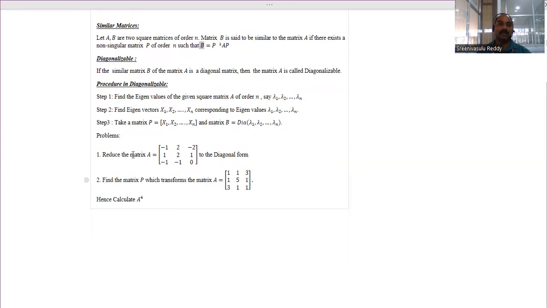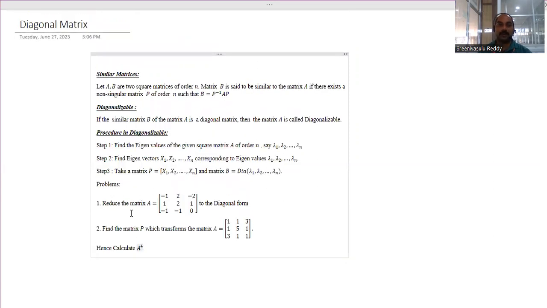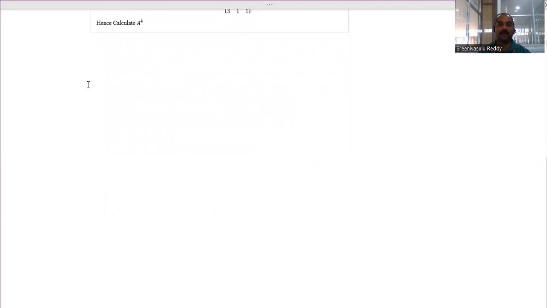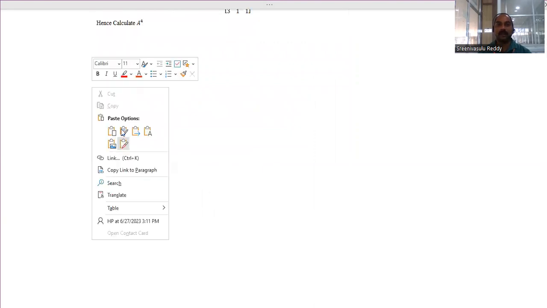An important concept: this diagonalization process is also useful to find powers of a matrix. Given matrix A, find A power 10, A power 100. At that time it is very helpful, with no need to do 100 times computations. By using the diagonalization process, we reduce the number of computations. Here I am going to discuss two problems. The first problem is to reduce the matrix to diagonal form. As per the procedure, first find the eigenvalues, then the eigenvectors, take the eigenvectors into column form, and we get a matrix P.